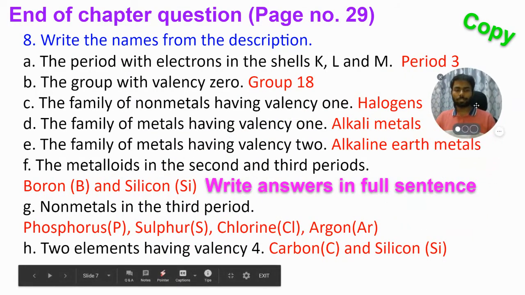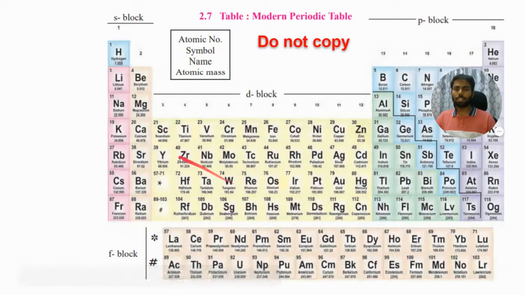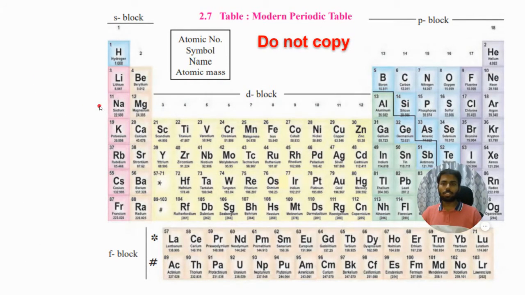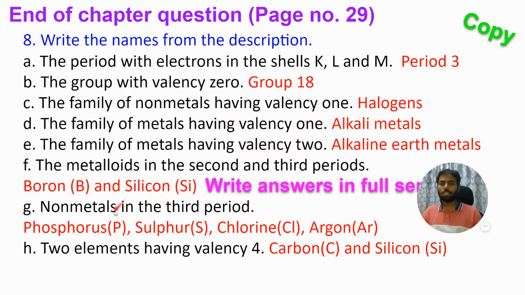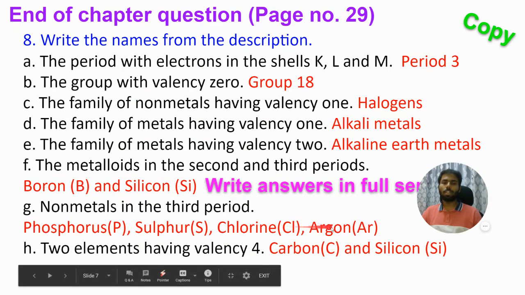Second last question. Non-metals in the third period. So where is the third period? Period number 3 is here. Sodium, magnesium, aluminium, silicon, phosphorus, and so on. On the left side of this zigzag line, all of them are metals. Sodium, magnesium, aluminium are metals. Silicon we have already seen is a metalloid. So which are the remaining elements? Phosphorus, sulfur, chlorine and argon. These four are non-metals. So your answer will be phosphorus, sulfur, chlorine and argon.